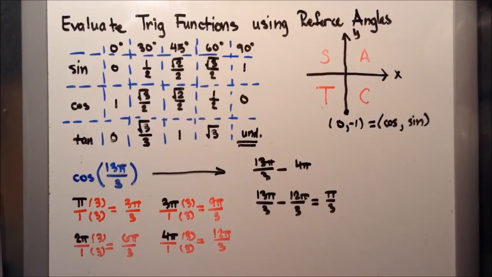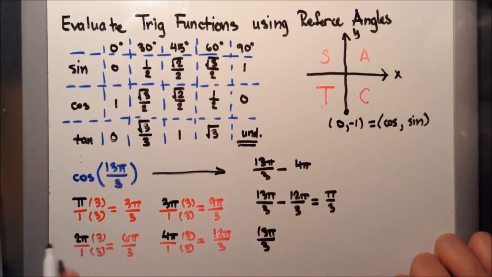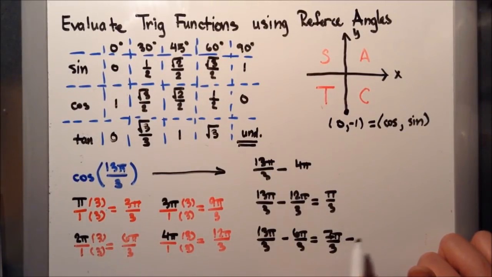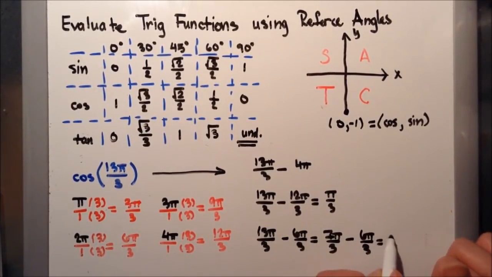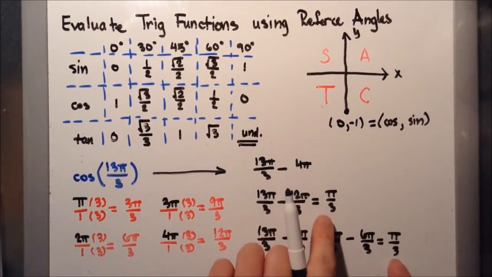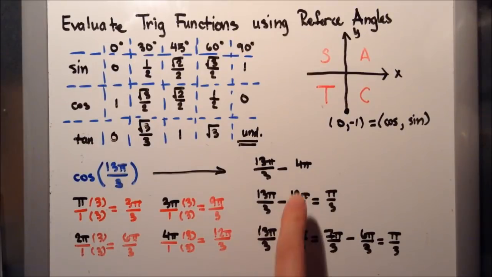So why did I do 4 pi? It's because you're going to end up doing the same work. But, hey, let's do 2 pi just to make sure. So 13 pi over 3. Now, 2 pi is equivalent to 6 pi over 3. So minus 6 pi over 3, which is 7 pi over 3. That's still more than 2 pi, which is 6 pi over 3. So I'm going to subtract 2 pi again, or its equivalent, 6 pi over 3, which gives pi over 3. So we still end up with the same thing, but I used 4 pi or 12 pi over 3 because it was less work. But you can still do the same thing and you still end up with the same answer.